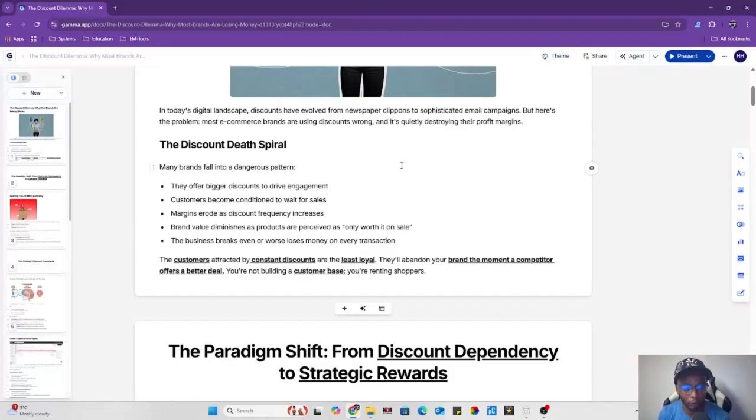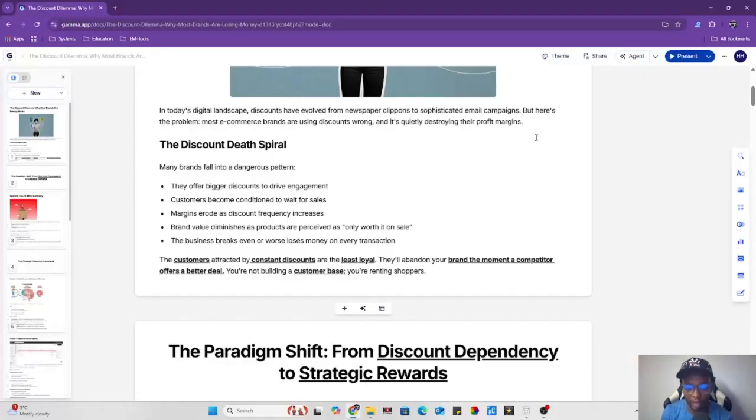You're training people to visit your brand only when it's on sale, and this is going to lead to margins eroding as discount frequency increases. You're going to ruin your margins. How much money comes out of your pocket is going to ruin your business, and eventually you're going to shut it down. And eventually brand value diminishes as products are perceived as only worth it on sale.